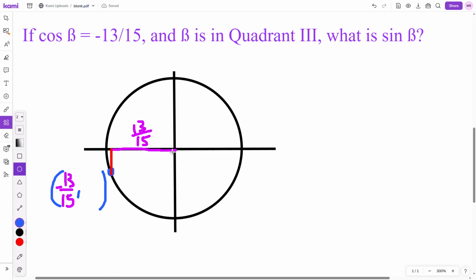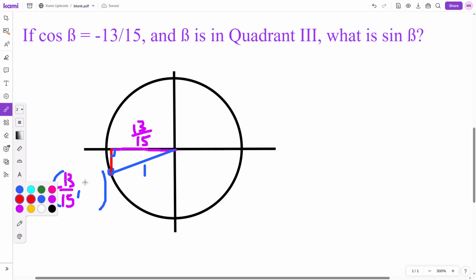And, of course, we know what the radius is because this is a unit circle. The radius is going to be 1, of course. This blue line here has a length of 1. We know that this is a right angle because we dropped down the height. And so that means we have two sides of a right triangle. So we just need that third side, which we're going to call x. And so what is that?